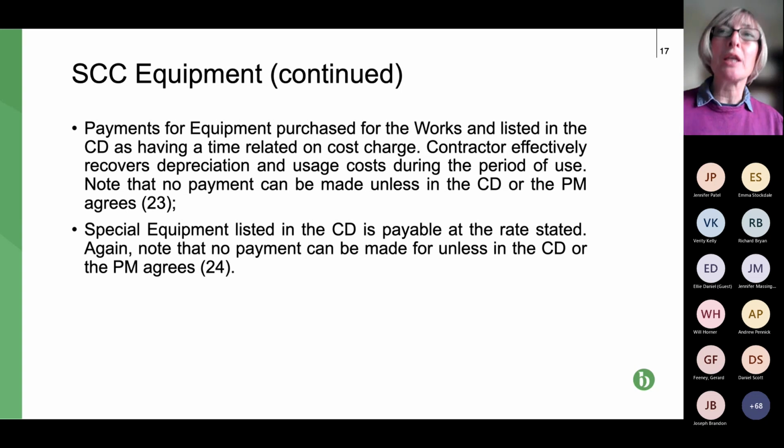So these are really tricky clauses. You're not entitled to any payment unless the project manager agrees through the project. Now, if this was my contract, if I were the contractor or subcontractor, I wouldn't want to be relying on the project manager being generous. So it really needs to be included in the contract data. They're quite onerous clauses, those. Next slide, please.